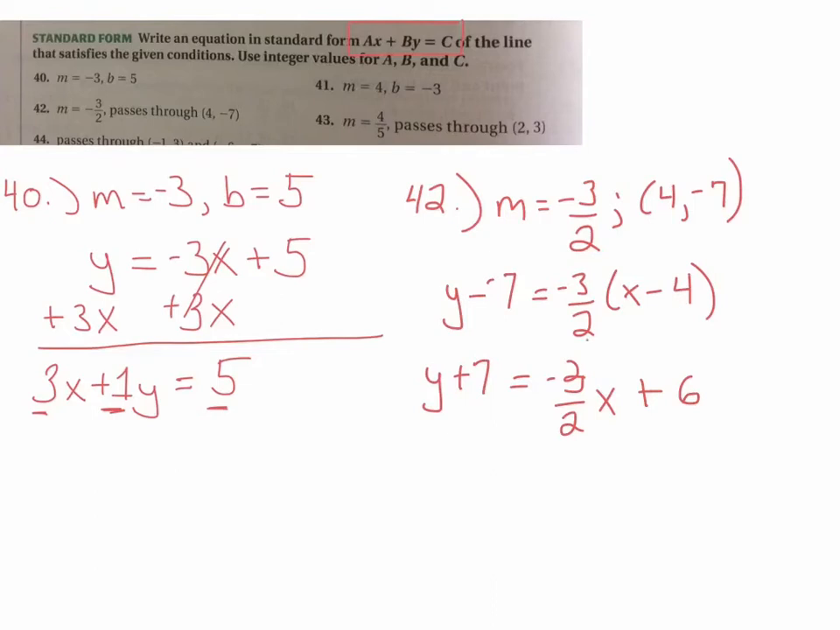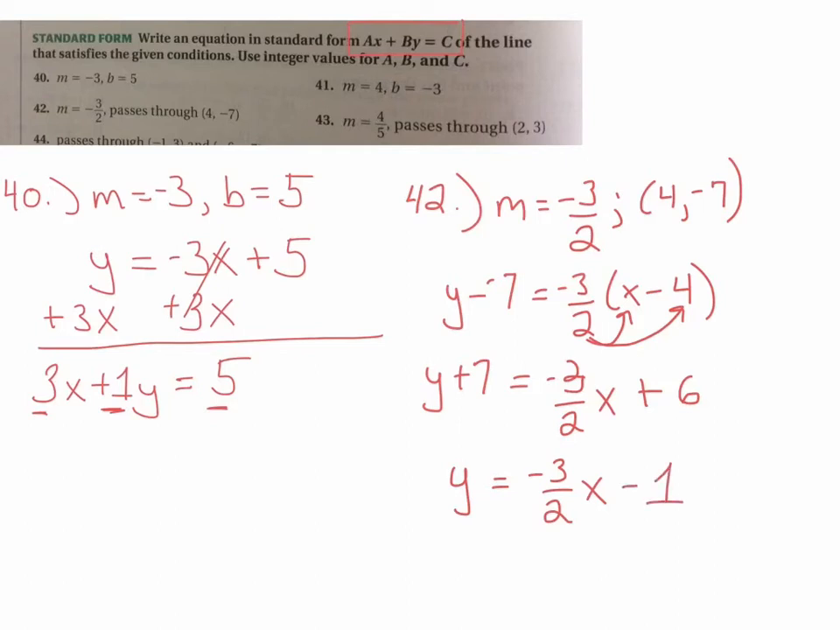So I just distributed that negative 3 halves in there. So it gets me negative 3 halves x. And then I can cross cancel this 2 and this 4, which means I'm doing negative 3 times negative 2, which got me that positive 6 there. I am going to go ahead and take a moment to get that y by itself by subtracting 7 from both sides. When I subtract 7 from both sides, I'd get a negative 1.